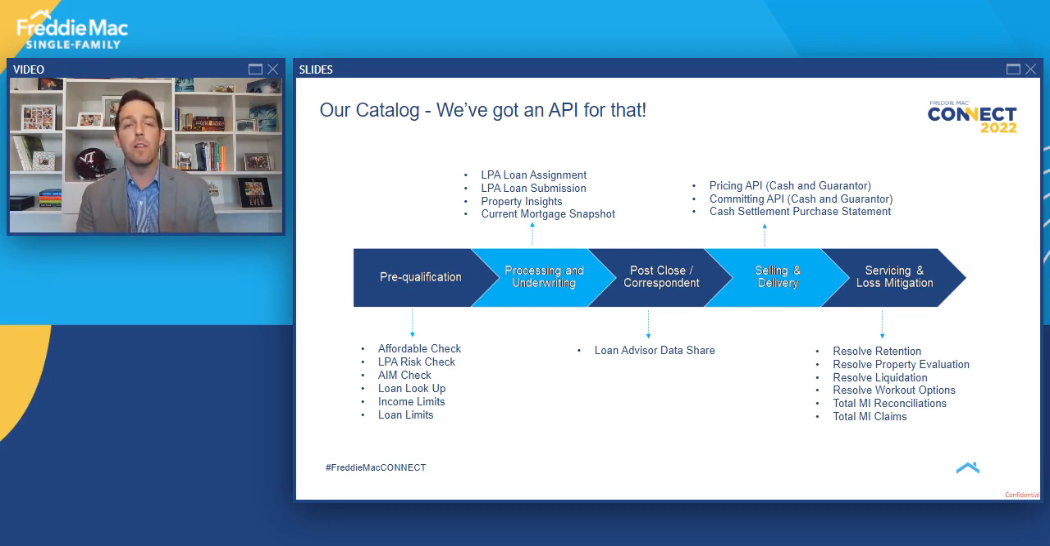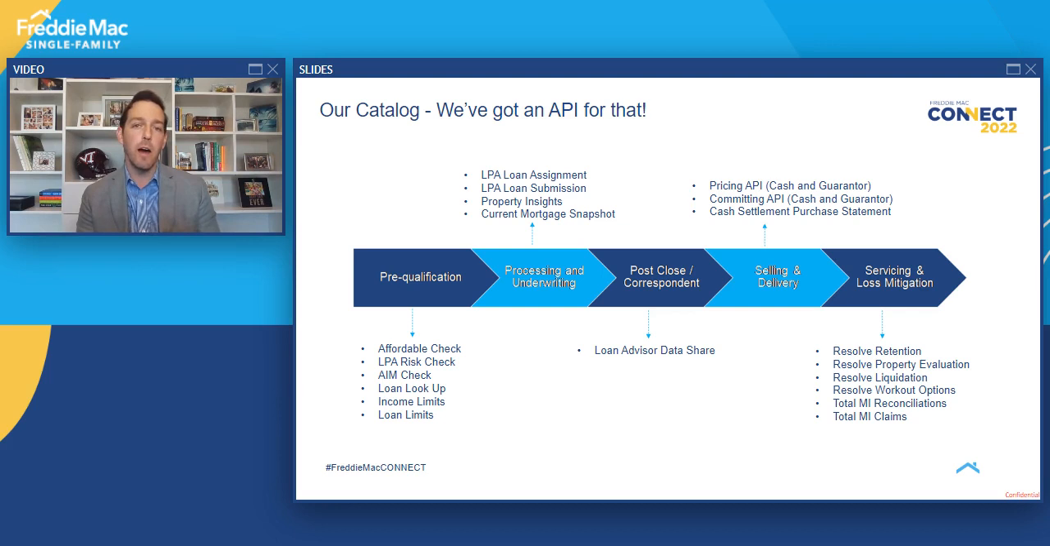So if we move on to selling and delivery, you'll see a couple of popular APIs here as well. The pricing API has been in the market for a while. We have integrations with many technology vendors and secondary market advisors. This is all about pulling back pricing information and rate sheets for both cash and guarantor executions so that you can make a best execution decision on your trading platform.